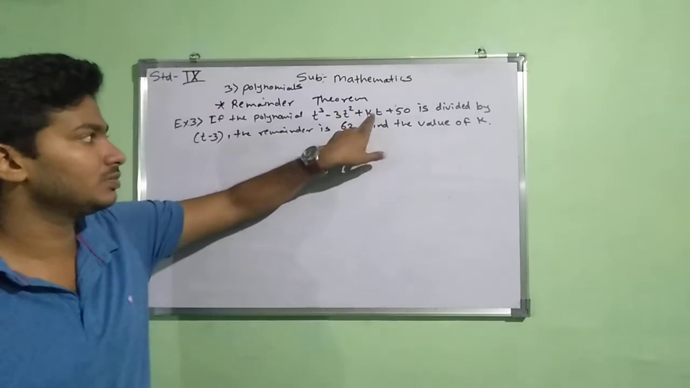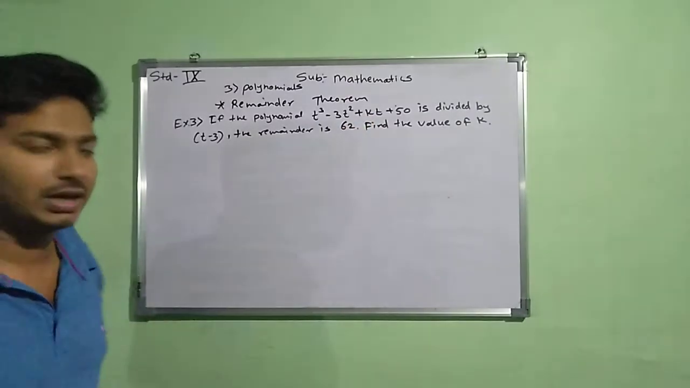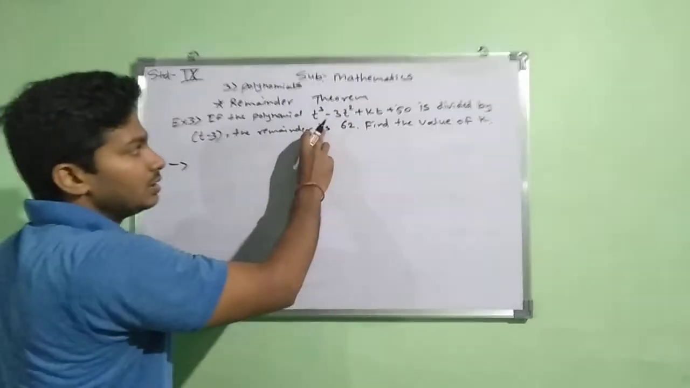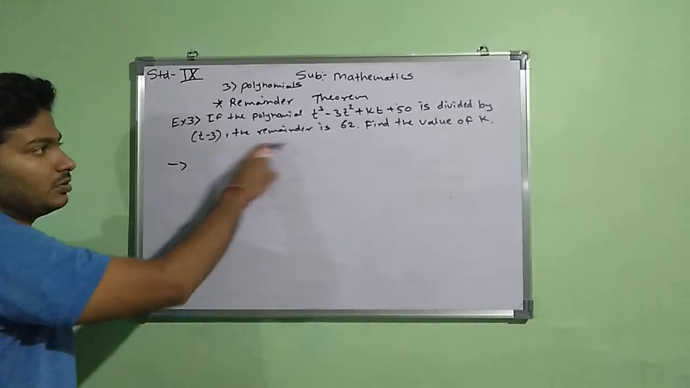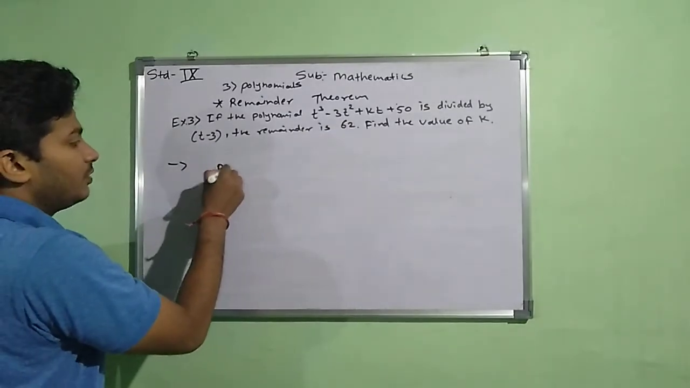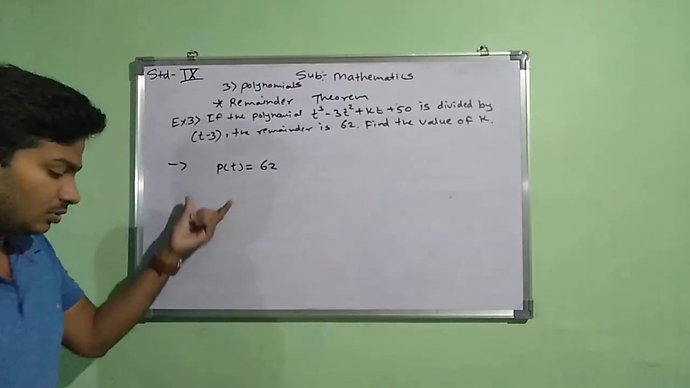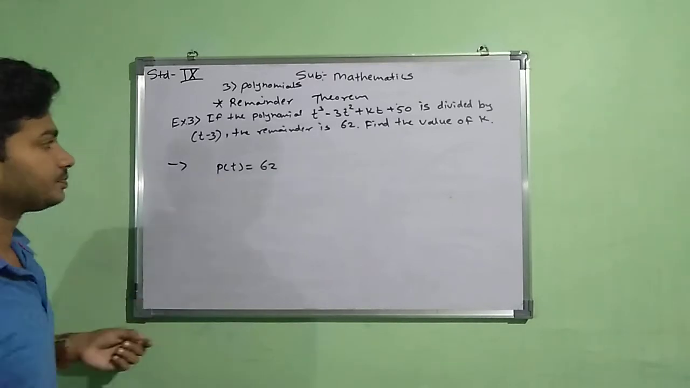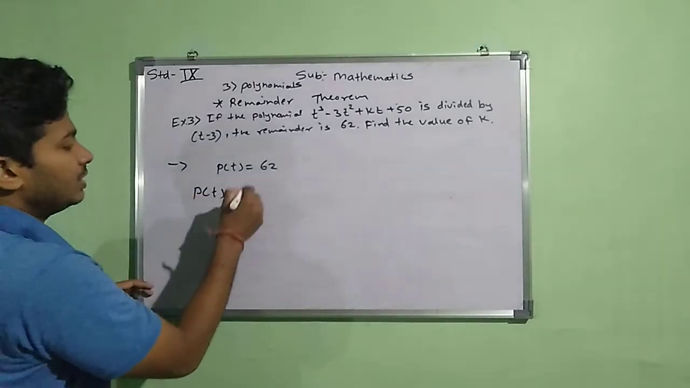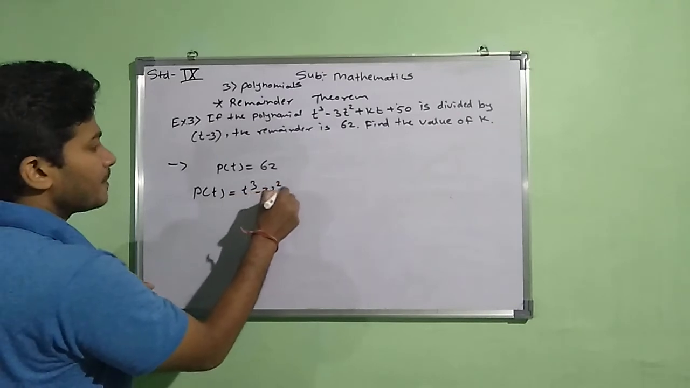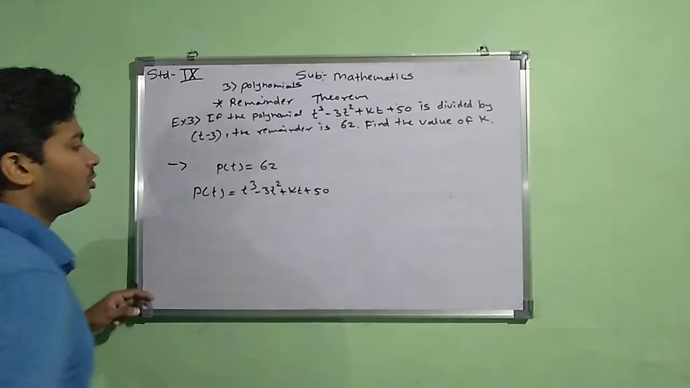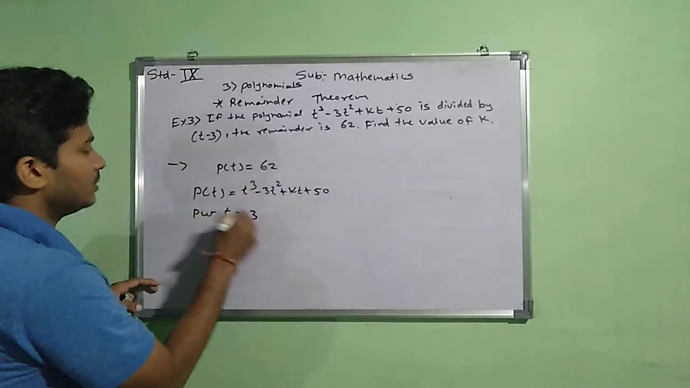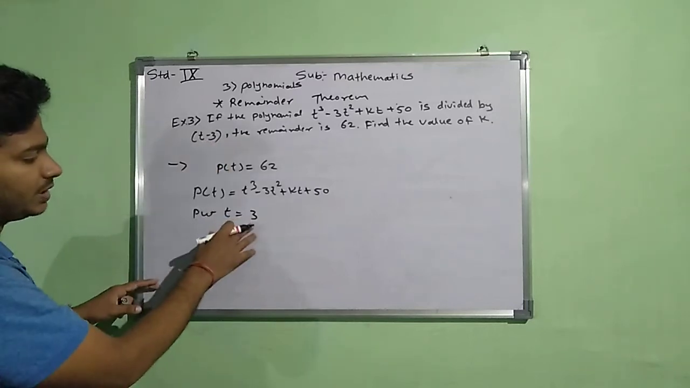Here k is a constant term, and we need to find the value of k, the unknown value. As they have given in the question, if we divide our given polynomial by t minus 3, we will get remainder 62. That means p of t is equal to 62. Now the polynomial we have is p of t equals t cube minus 3t square plus kt plus 50. This is our polynomial. Now we substitute the value of t. Put t is equal to 3, because it is t minus 3 over here, we have to take the opposite of that, so it will be 3.